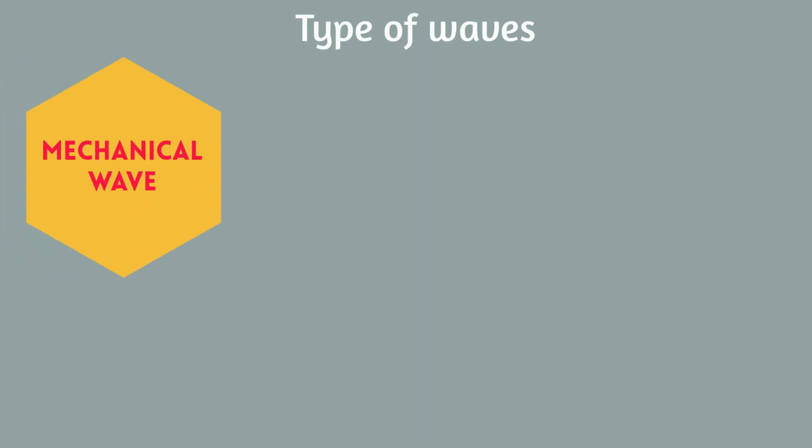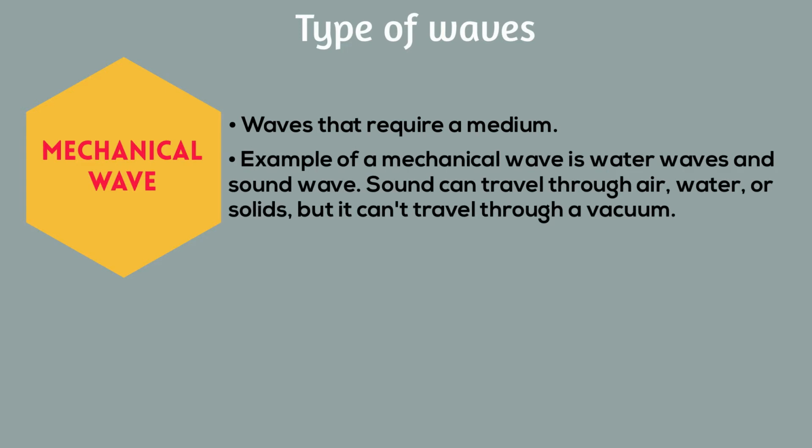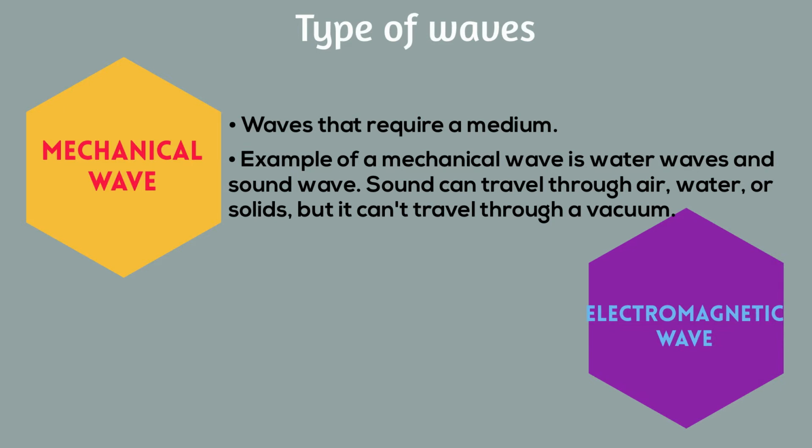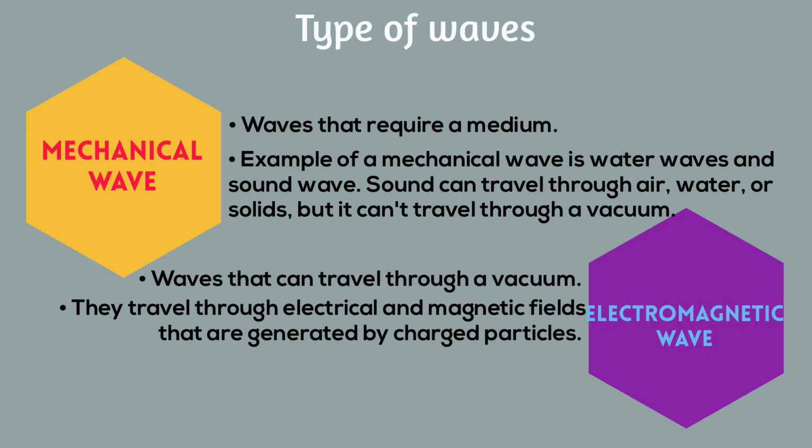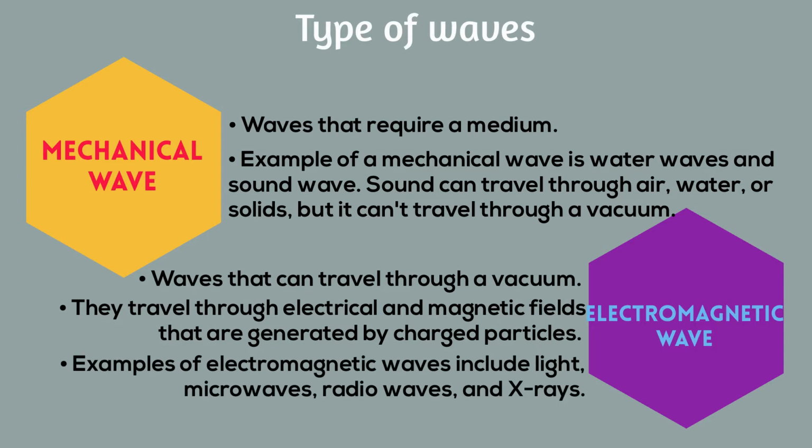Mechanical waves are waves that require a medium. Examples include water waves and sound waves. Sound waves can travel through air, water, and solids, but cannot travel through a vacuum. Electromagnetic waves can travel through a vacuum. They travel through electrical and magnetic fields that are generated by charged particles. Examples include light, microwaves, radio waves, and X-rays.